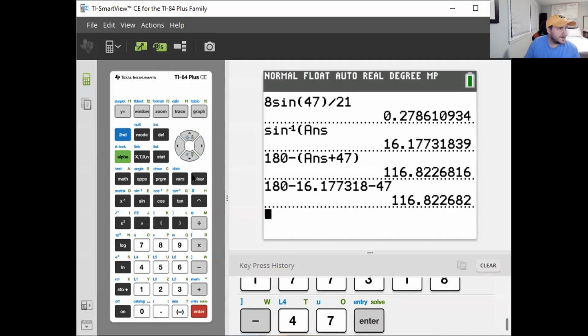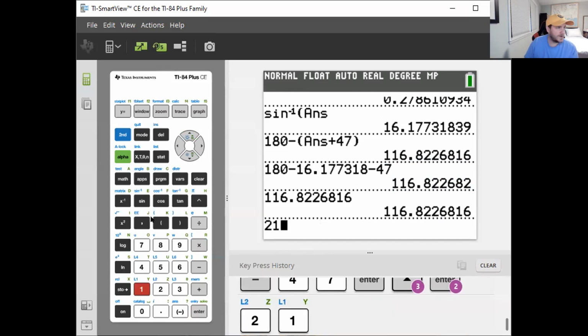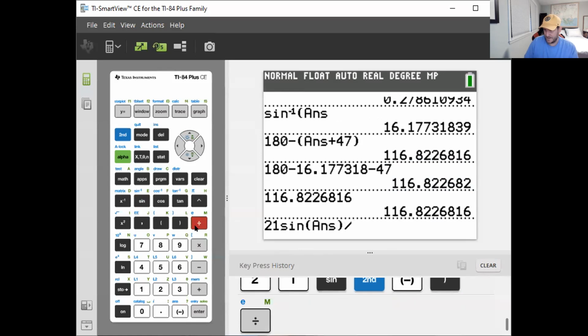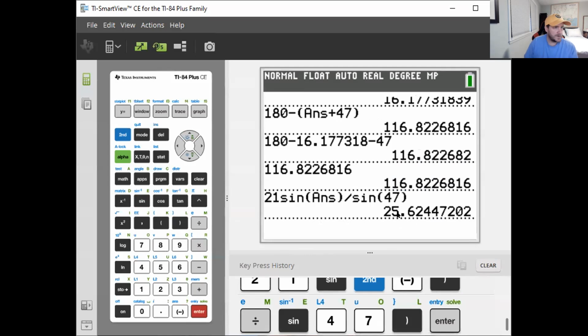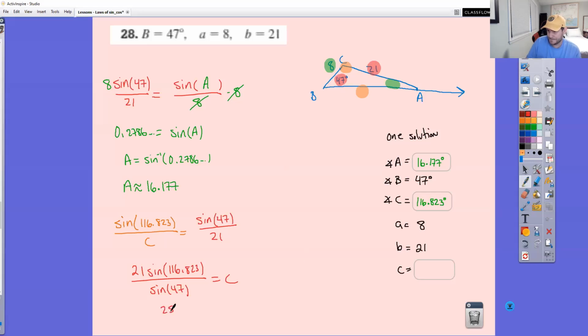Nice. All right, so let's go back to a time when that was the answer in our calculator. You'll now just type in 21 sine. Don't forget to use second answer so you get the full expansion of that angle. And then you divide it by sine 47. And you're done. That'll give you the answer. 25.624. And that's it.